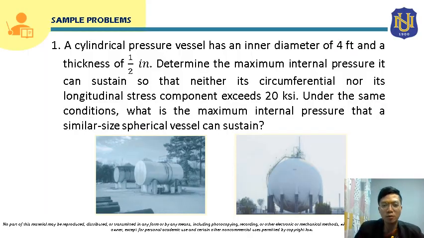Okay, so let's solve sample problem number 1. A cylindrical pressure vessel has an inner diameter of 4 feet and a thickness of 1/2 inch. Determine the maximum internal pressure it can sustain so that neither its circumferential nor its longitudinal stress component exceeds 20 ksi. Then, under the same conditions, what is the maximum internal pressure that a similar size spherical vessel can sustain? Okay, so let's solve this problem.